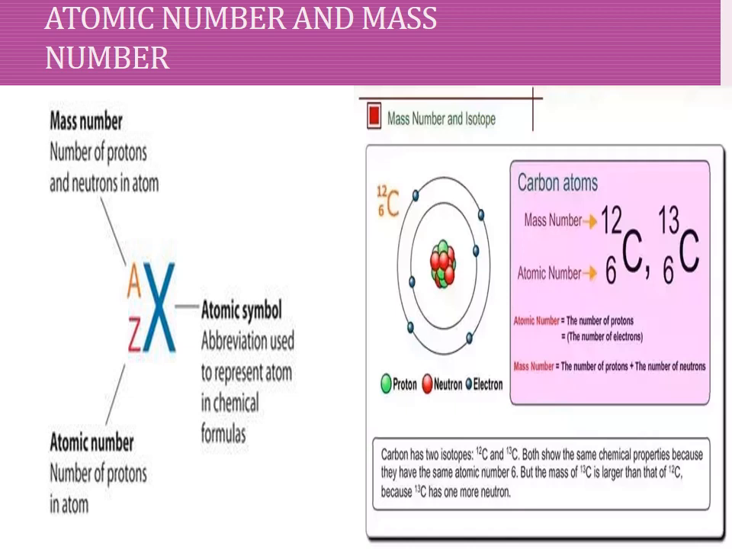And mass number. Atomic number means number of protons. Mass number means number of protons and number of neutrons. Okay, this is the mass number. Have you understood?